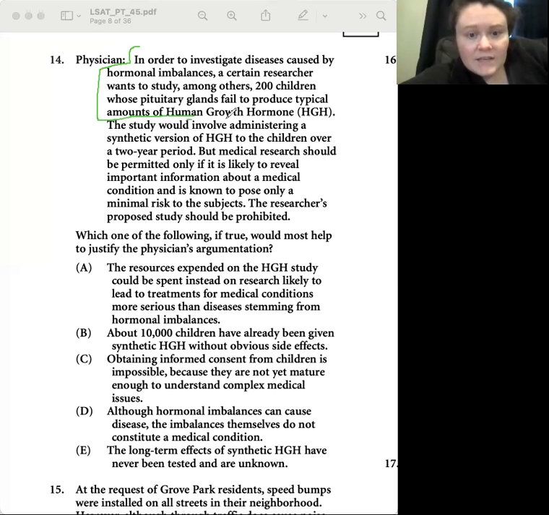Yeah, and what these children are, we're trying to figure out, we're trying to investigate diseases that are caused by hormonal imbalances, and we're focusing specifically on children whose pituitary glands fail to produce HGH. So these are who our 200 students are in our study.